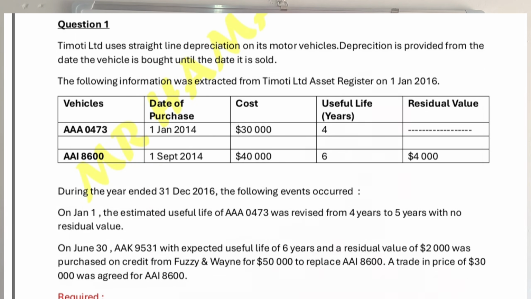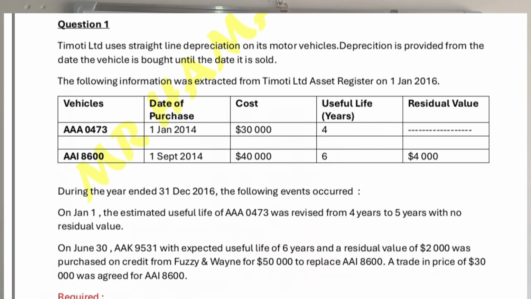In today's class, we are going to focus on depreciation, a practical examination question which will be applicable to advanced level students and also those who are doing financial accounting modules 1 and 2. Stay tuned and let's dive into the question.